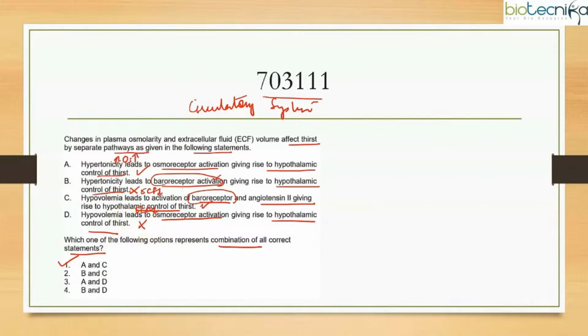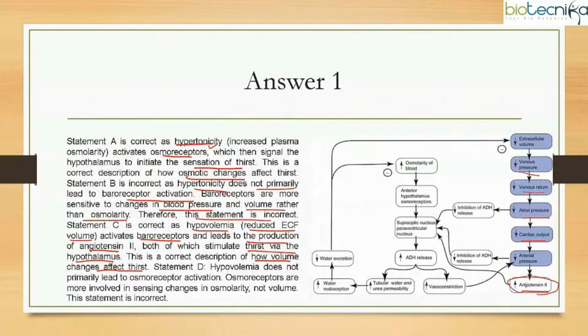For hypertonicity it is osmoreceptors; for hypovolemia it is not. Hypovolemia does not primarily lead to osmoreceptor activation. Osmoreceptors are more involved in sensing changes in osmolarity, not volume. That is why D is incorrect. I'm sure everybody has understood this. Go through the statements carefully. You can follow this flow chart as well. And try to remember what hypertonicity is and which receptor gets activated, what hypovolemia is and which receptor gets activated.